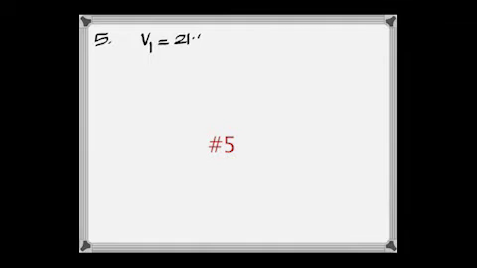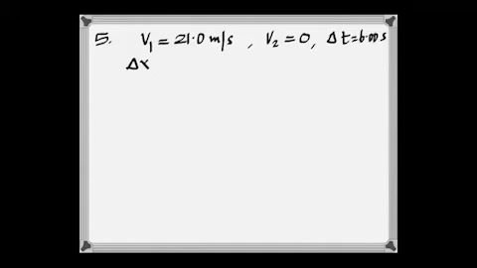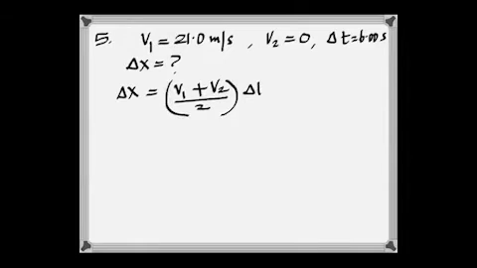All right, number 5. V1 is 21, V2 is 0, delta t is 6 seconds. You've got to find delta x. That's how you write it down for every problem. It's not silly. It's very important that you write it down, otherwise you'll miss it.